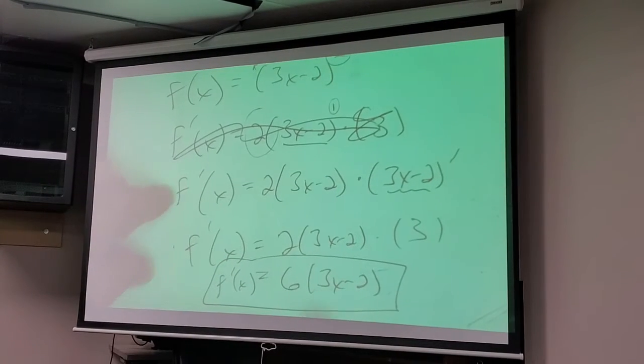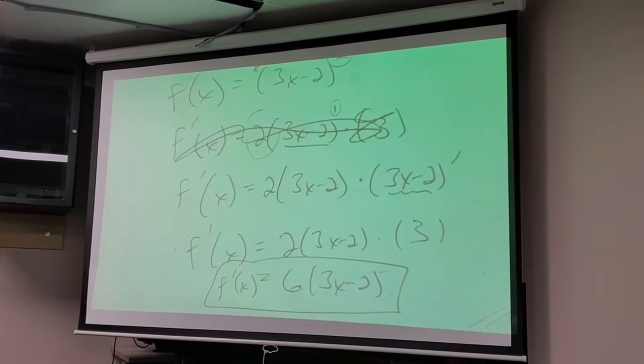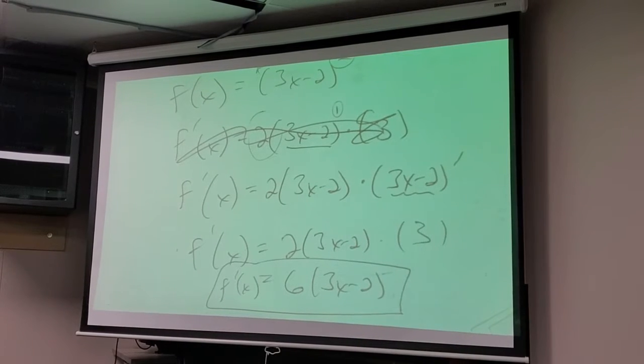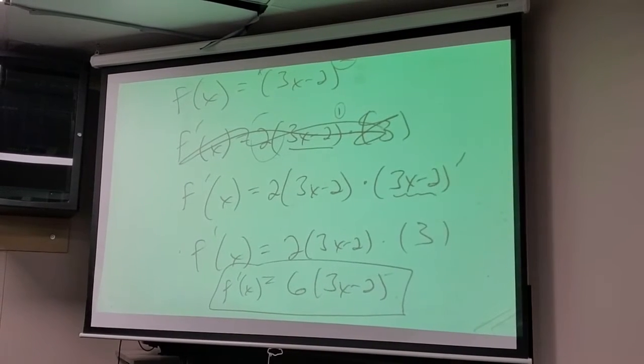Okay, so there's this idea of an inside function and an outside function for chain rule.